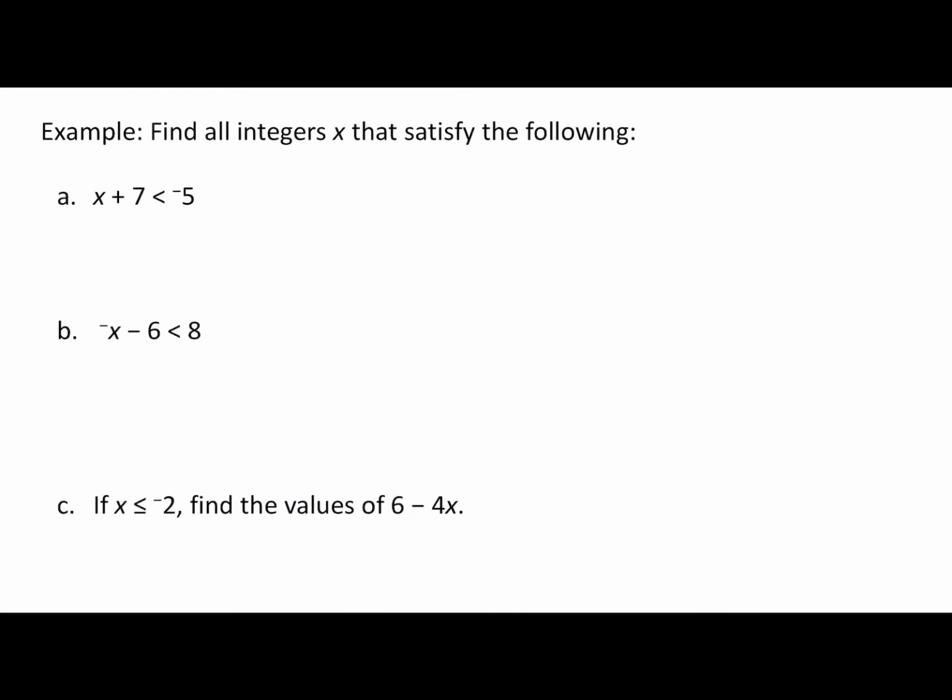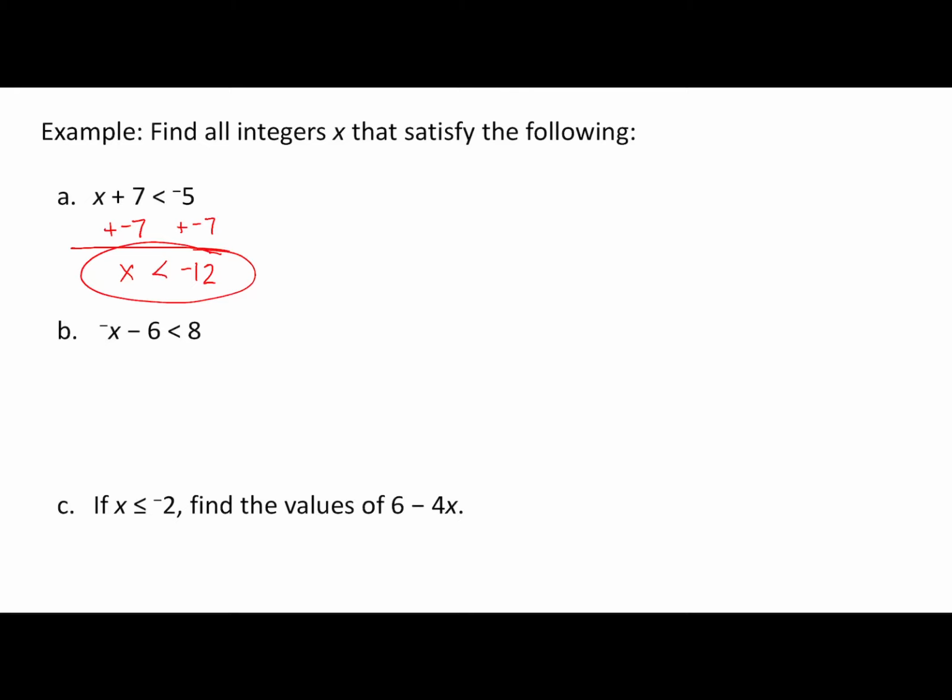So let's try applying those properties to solve some inequalities. So I want to find all integers x that satisfy the inequality x plus 7 is less than negative 5. Well, I can add negative 7 to both sides of my inequality, and that's going to preserve the inequality. So I'm going to have x on the left and negative 12 on the right, so x is less than negative 12.